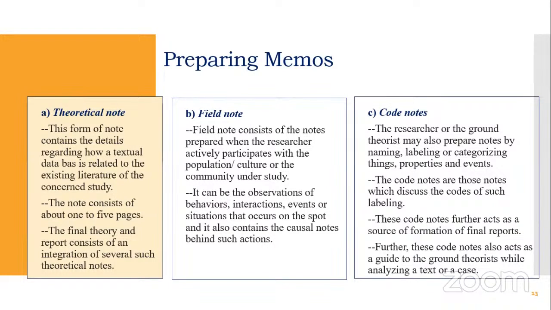And finally, code notes. So the researcher or the grounded theorist may also prepare notes by naming, labeling, or categorizing things, properties, and events. Okay, these code notes are those notes which discuss the codes of such labeling. These code notes further act as a source of information for final reports, and these code notes also act as a guide to the grounded theorist while analyzing a text or a case.